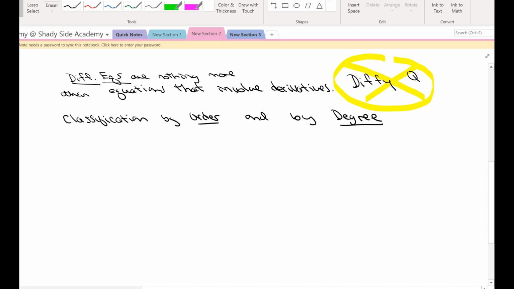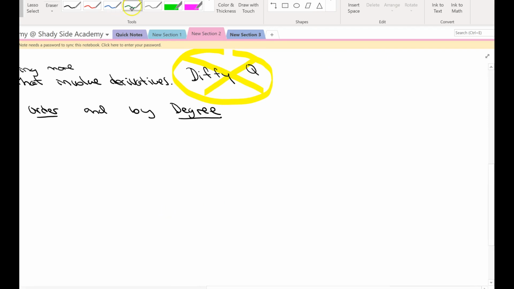Okay, so let's just remember what DiffyQs are. Differential equations, or DiffyQs, are nothing more than equations that involve derivatives. So really what we do here in this course is we go back to the world of calculus and we focus exclusively on differential equations. Really, you've been working with differential equations all through calculus. I mean, quite frankly, back in the day when you looked at something like this, and then you went and did this, what you did was you created a differential equation.